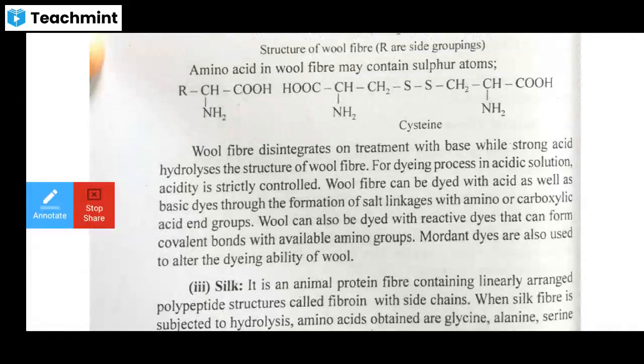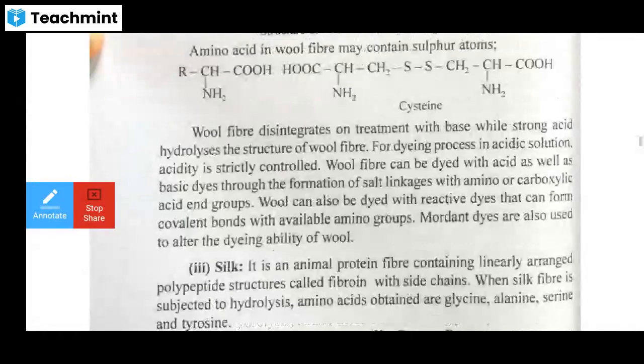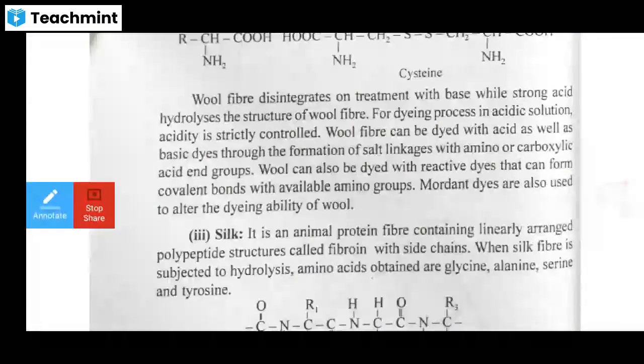Wool fibers disintegrate on treatment with a strong acid, which hydrolyzes the structure of the wool fibers. For the dyeing process in acidic solutions, the acidity is strictly controlled. Wool fiber can be dyed with acid as well as basic dyes through the formation of salt linkages. This is the process of dyeing, which makes them pleasant, colorful, good looking, and they are woven into fabrics.